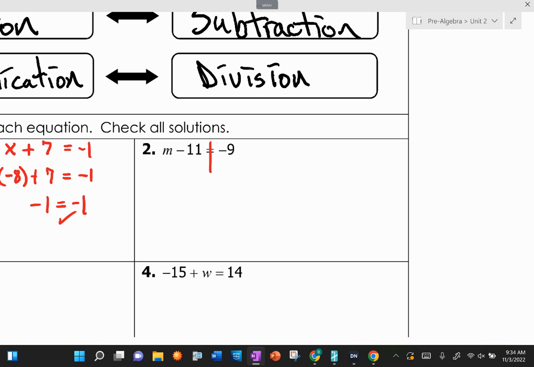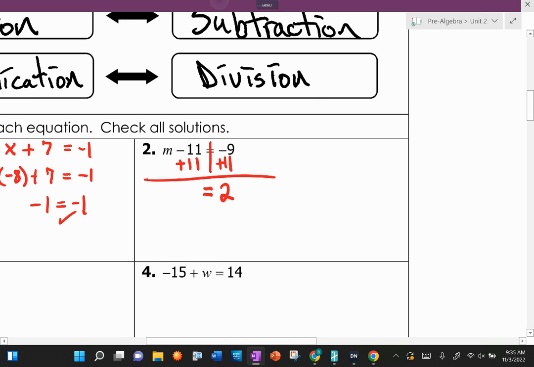Izzy, what's the inverse of that? Okay, so walk me through it. So you're going to add 11 to both sides. Perfect. And then you're doing negative 9 plus 11, which is 2. And then the 11 on the other side cancels out.